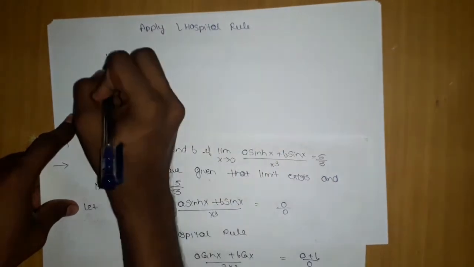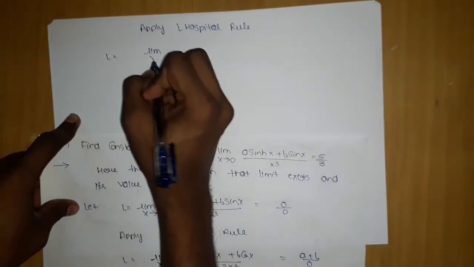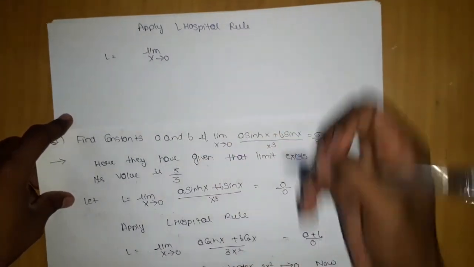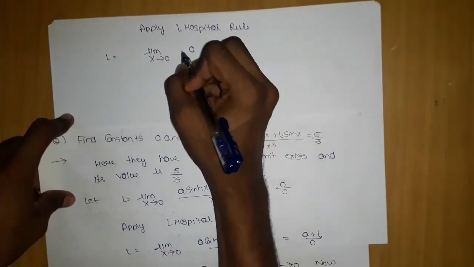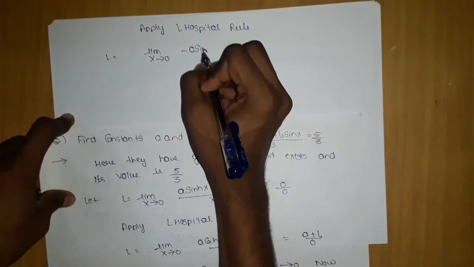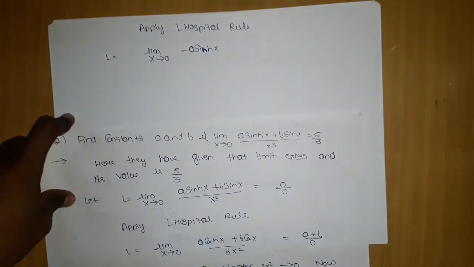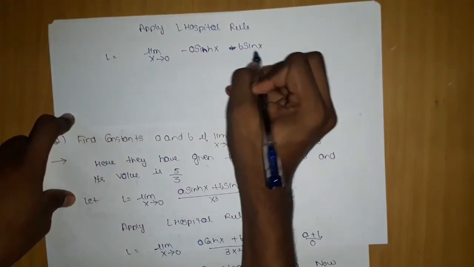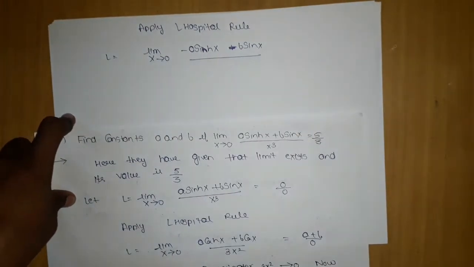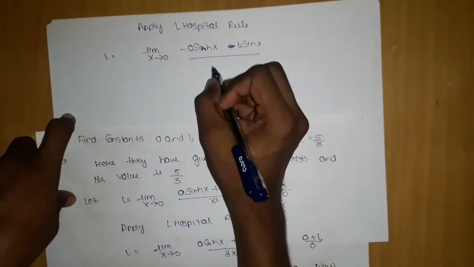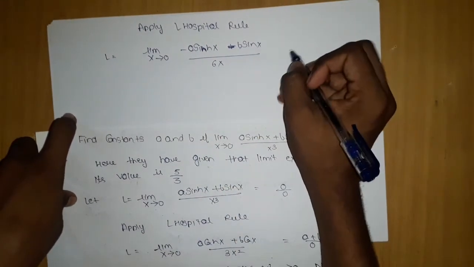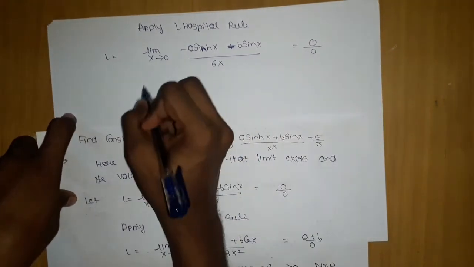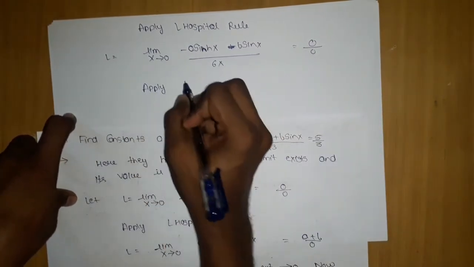If I apply L'Hopital's rule, we have L equals the limit as x tends to 0 of (minus a sin hx minus b sin x) by 6x. If I put the values, we are getting 0 by 0, which is an indeterminate form. Apply L'Hopital's rule.